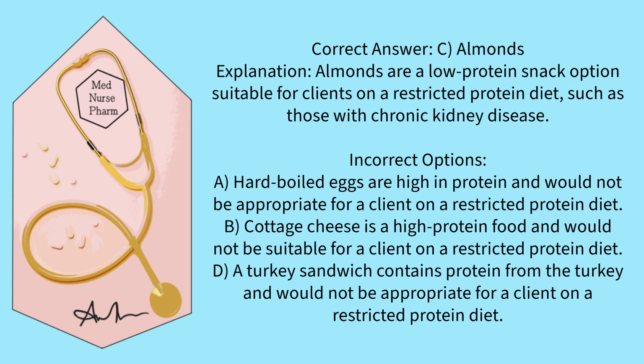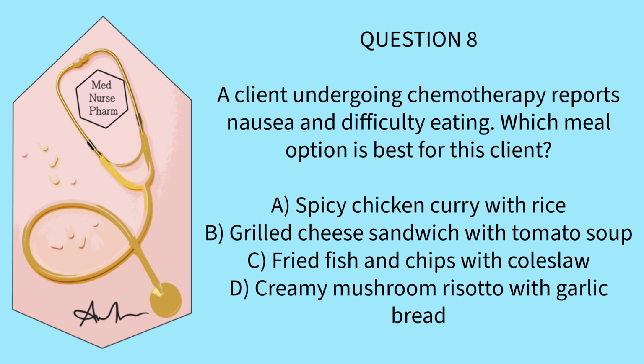If you chose option C, you are correct. Almonds. Almonds are a low protein snack option suitable for clients on a restricted protein diet, such as those with chronic kidney disease.